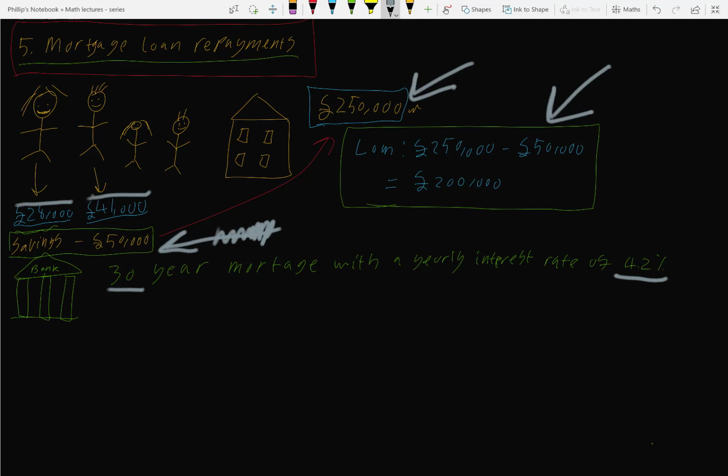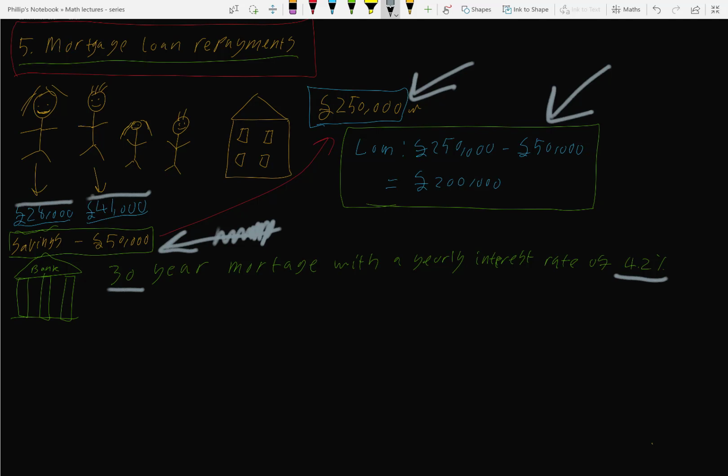So how it works is as follows. The bank is going to set a time frame for which the loan must be paid back, which I've already stated is 30 years, and also a yearly interest rate to be applied each month, in this case 4.2%. The result is a set monthly repayment amount, and that's linked to this yearly interest rate of 4.2% and the time frame it is due to run for, a 30-year mortgage. Can the couple renegotiate the terms of the loan? They can. So the interest rate may change.